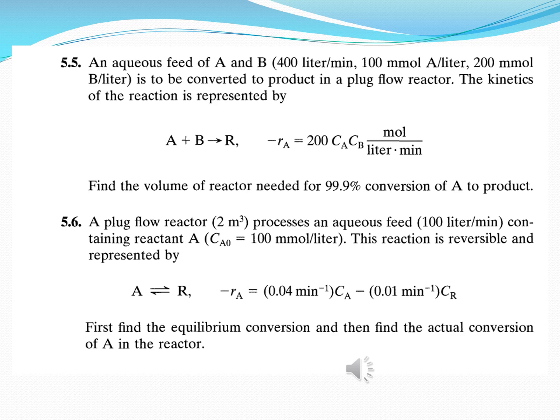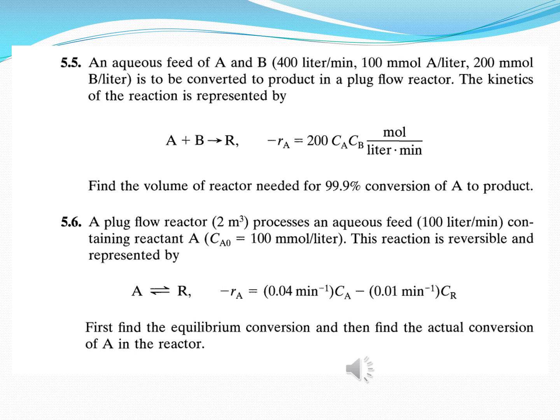For problem 5.6, a plug flow reactor of 2 cubic meters volume processes an aqueous feed of 100 liters per minute, the volumetric flow rate, containing reactant A. The concentration is Ca naught, 100 millimoles per liter. This reaction is reversible, so it moves forward and backward, and is represented by the chemical reaction shown below.